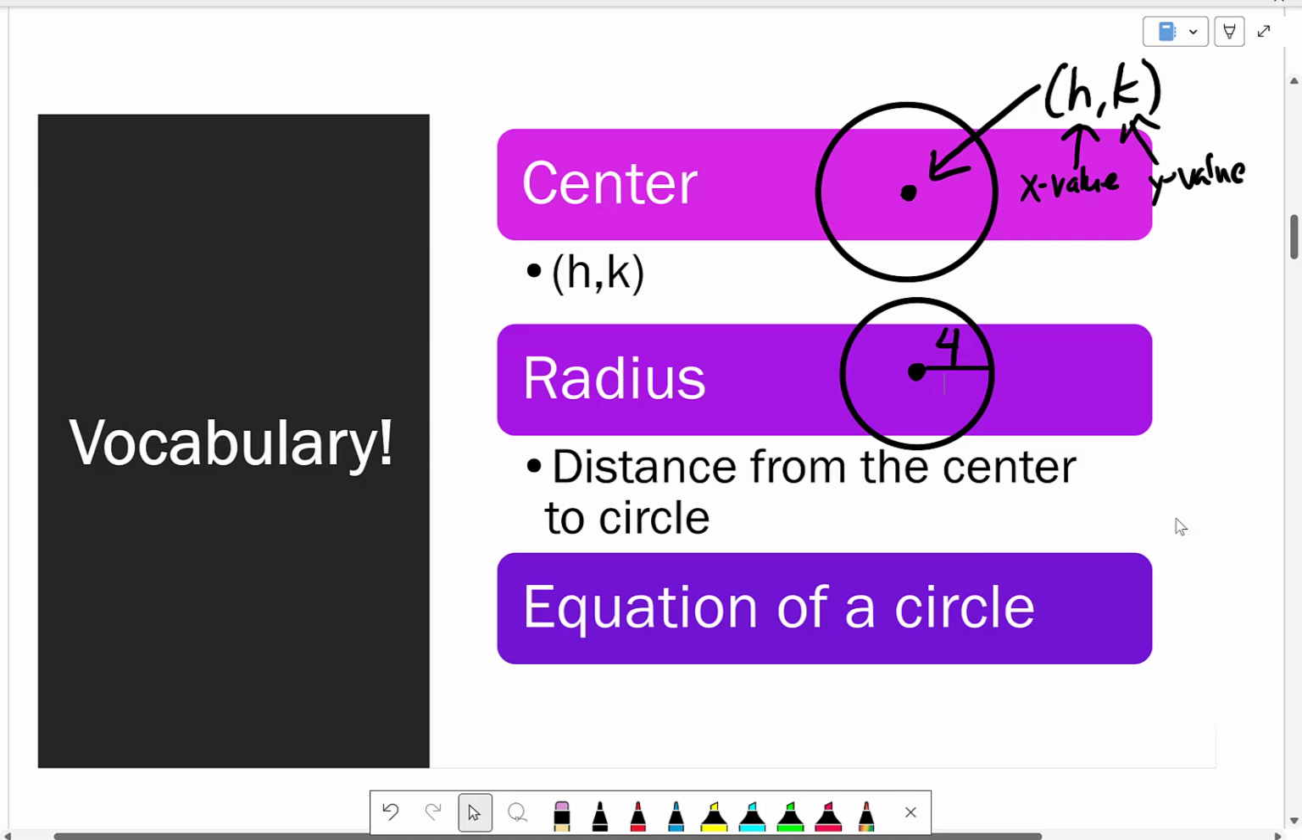And then the last part you're going to learn is the equation of a circle. Remember, equation means that there is an equal sign. So if a question on the test is asking for an equation, you need to make sure that there's an equal sign.